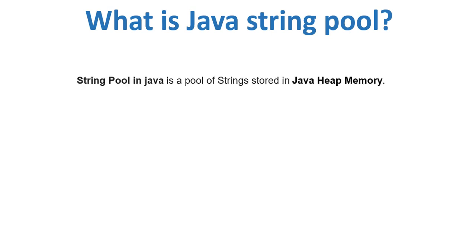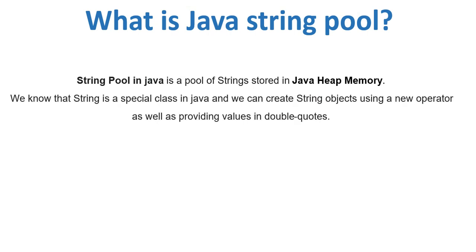Right, so a Java string pool is just a collection of strings stored in a Java heap memory. Someone can ask, what is that? What is it that we call Java heap memory? I will explain that. I will give you a definition. I will tell you what Java heap memory is. So we know that string is a special class in Java, and we can create string objects using a new operator, as well as providing values in double quotes. I will show you how we do it.